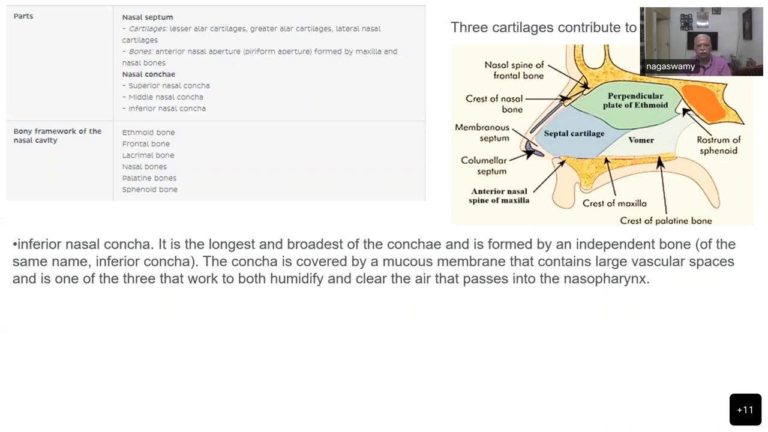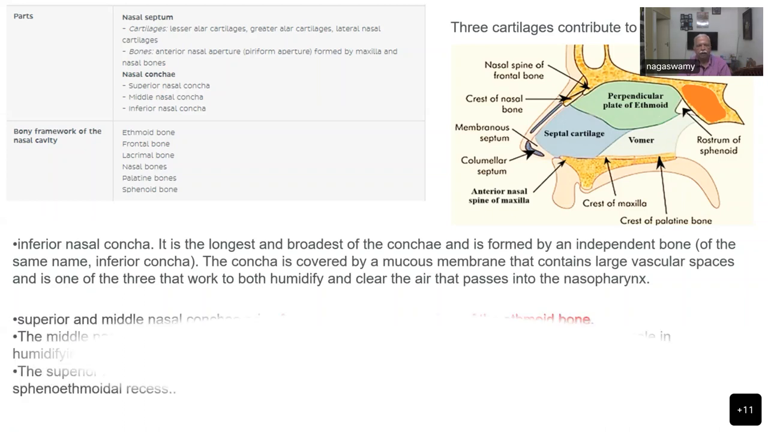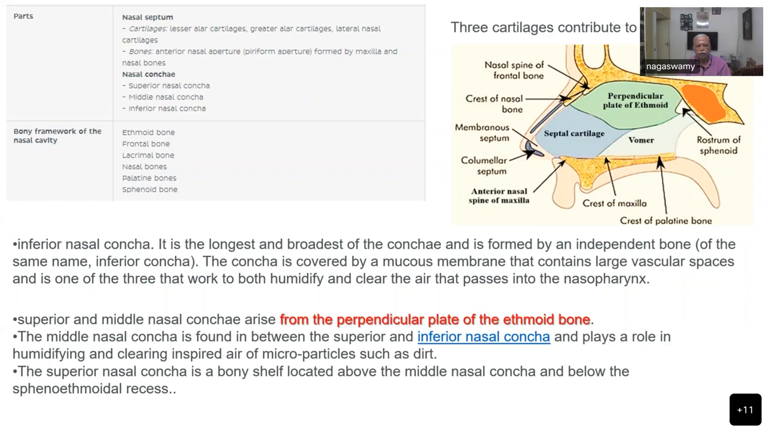And the concha is covered by a mucous membrane that contains large vascular spaces, and it's one of the 3 that work both to humidify and clear the air that passes into the nasopharynx. Whereas the superior and middle nasal concha arise from the perpendicular plate of the ethmoid. So this perpendicular plate of the ethmoid projects as the superior and middle concha. Middle concha is found between the superior and inferior nasal and plays a role in humidifying as well as clearing the air of microparticles. And superior nasal concha is a bony shelf located above the middle and below the sphenoethmoidal recess.